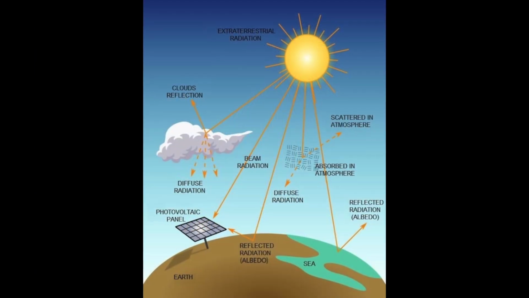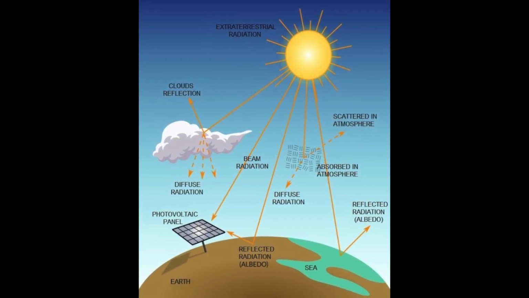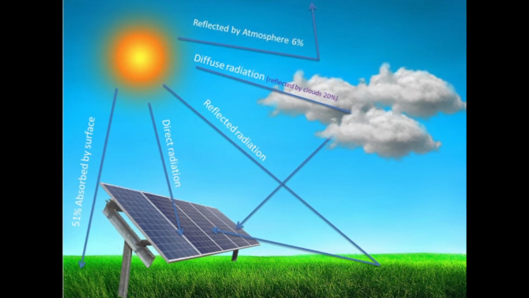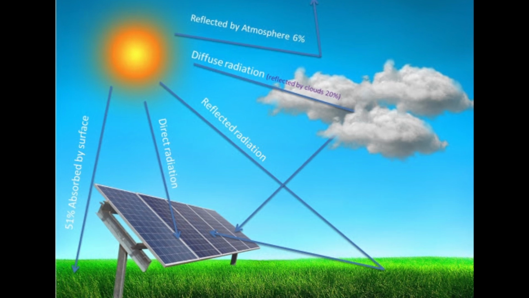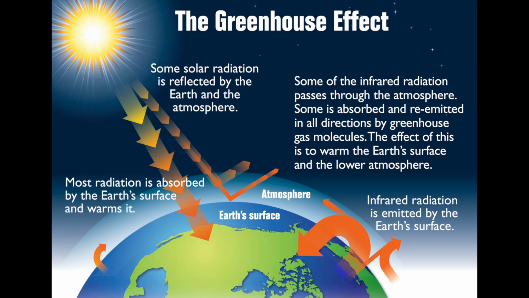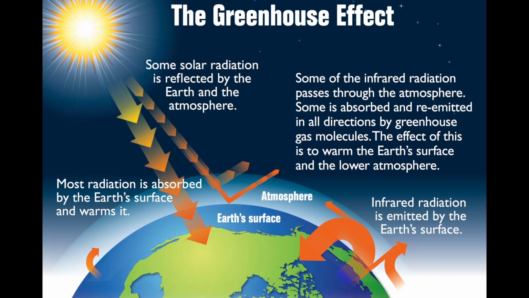Thus, it is clear that the atmosphere receives a larger part of its energy supply from the Earth and not directly from the Sun. Since the atmosphere is almost transparent to most of the solar radiation and absorbs a large part of the terrestrial radiation, it acts to conserve the heat energy of the Earth. This conservation is called the greenhouse effect.